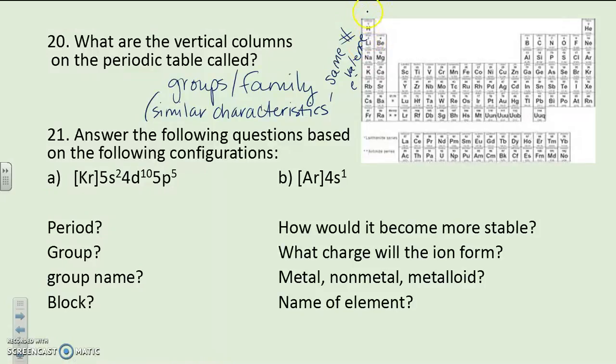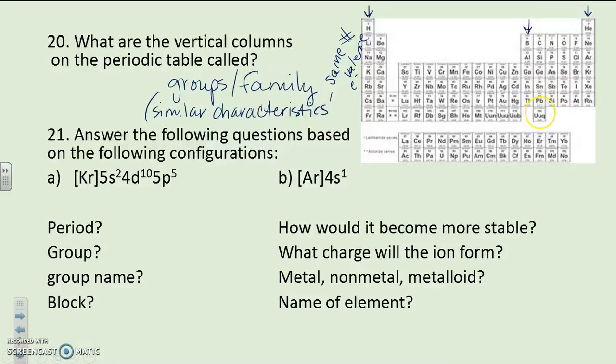So all of these in group 1 have 1 valence electron. So they're all going to behave similarly. Not the same way, but similarly. All of these here in group 13 have 3 valence electrons, so they're going to behave similarly. All the noble gases have full valence electron shells, so they behave the same or similar.